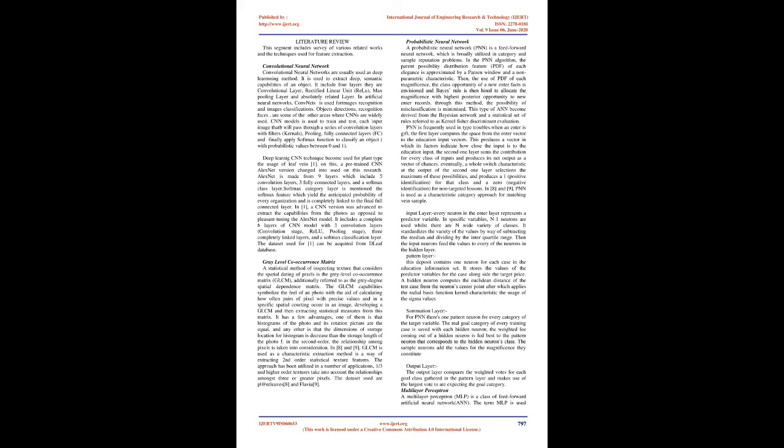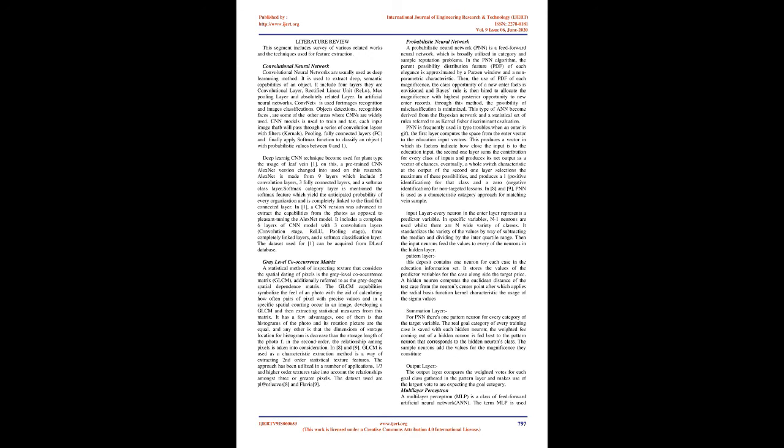Gray level co-occurrence matrix. A statistical method of inspecting texture that considers the spatial relationship of pixels is the gray level co-occurrence matrix, GLCM, also referred to as the gray level spatial dependence matrix. The GLCM features characterize the texture of an image by calculating how often pairs of pixels with specific values and in a specific spatial relationship occur in an image, creating a GLCM, and then extracting statistical measures from this matrix. It has a few advantages.